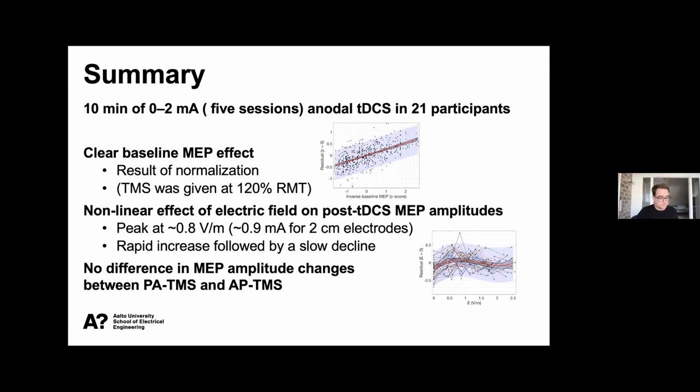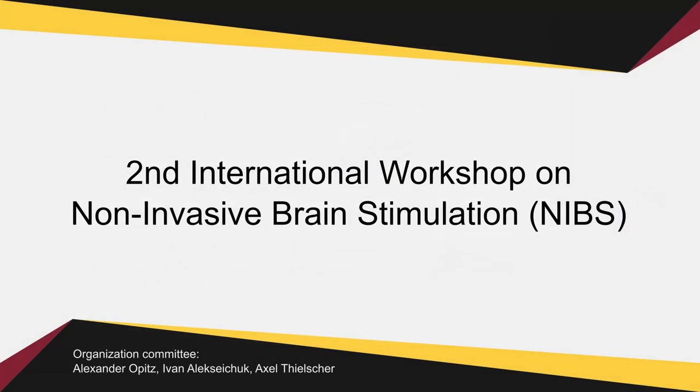But let me summarize. So we performed the tDCS experiments in 21 participants. We found a strong effect of the baseline MEP on the normalized MEPs, which is due to the normalization. And then we found a nonlinear effect on the MEP amplitudes. And there was no difference between the different TMS directions. And this was all. Thank you for your attention.